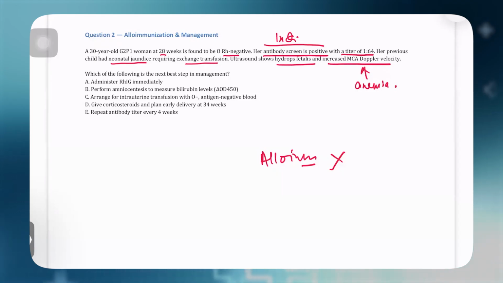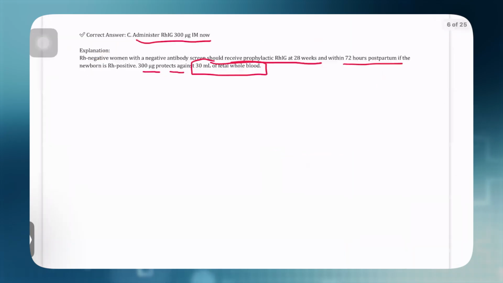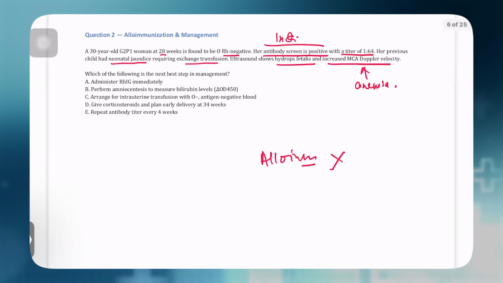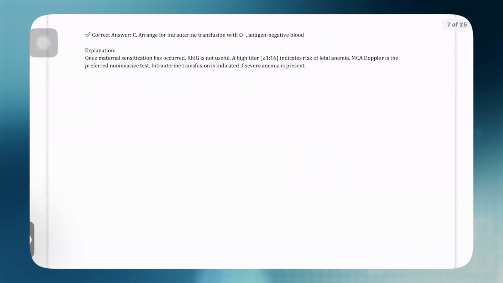Giving corticosteroids and planning early delivery is not recommended. No mention of steroids anywhere in the process. So this option is absurd. Repeating antibody titer levels every 4 weeks again is not going to help. We remember from our lecture today, 1 is to 16 and above. Here the titer is 1 is to 64. It is a very high titer. So there is no point in repeating antibody titer every 4 weeks. By that time, the child would have been killed by the mother's antibodies. So the answer is arrange for intrauterine transfusion.